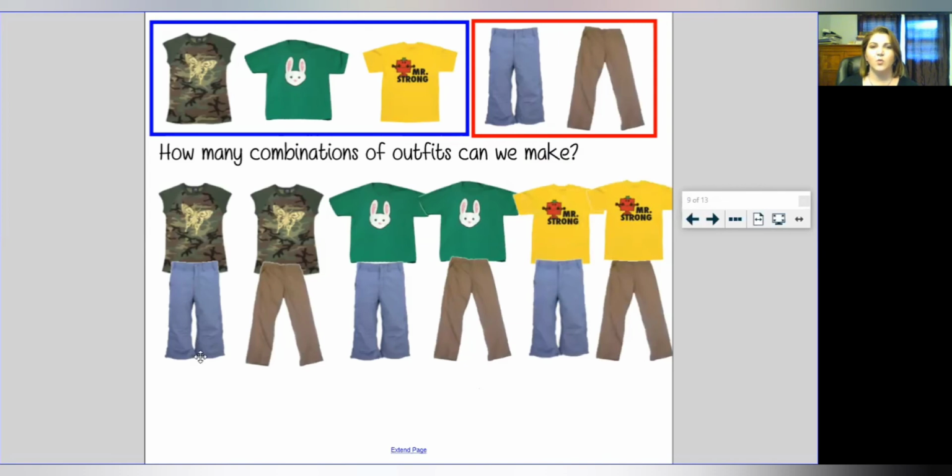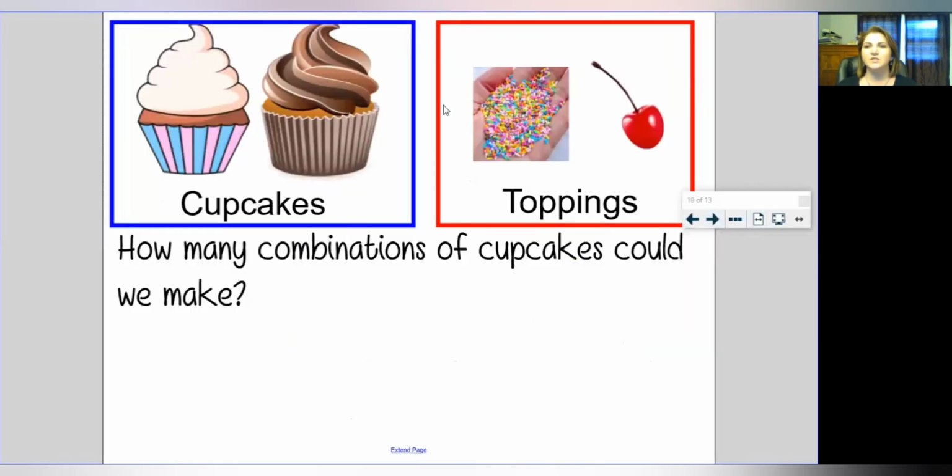Let's count them. 1, 2, 3, 4, 5, 6. Well, I have 3 different types of shirts, and I multiplied it by 2 types of pants. What is 3 times 2? Well, if you hold up 3 fingers, let's count by twos. 2, 4, 6. So if you look at the screen, we were able to make 6 different combinations. Very good. Let's go to the next page and see what combinations we can make here.